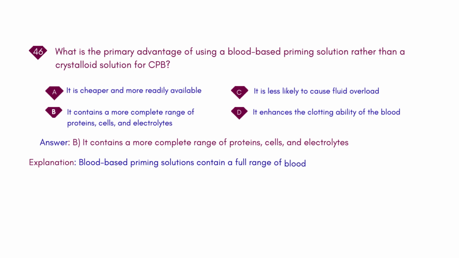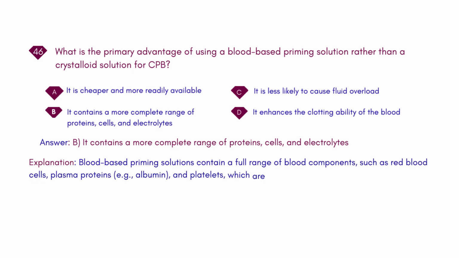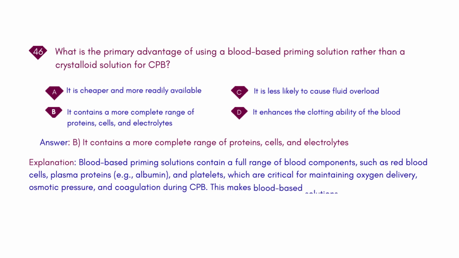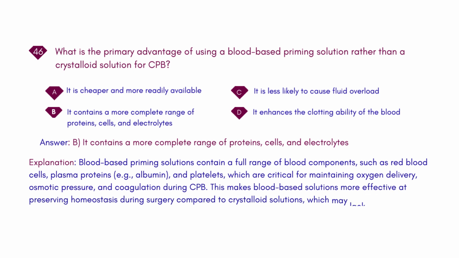Explanation: Blood-based priming solutions contain a full range of blood components, such as red blood cells, plasma proteins e.g., albumin, and platelets, which are critical for maintaining oxygen delivery, osmotic pressure, and coagulation during CPB. This makes blood-based solutions more effective at preserving homeostasis during surgery compared to crystalloid solutions, which may lack key components.